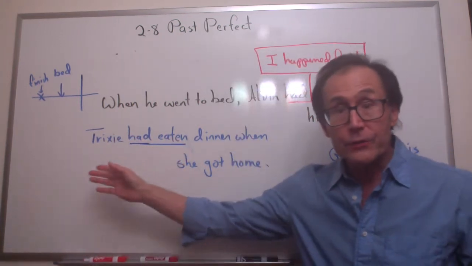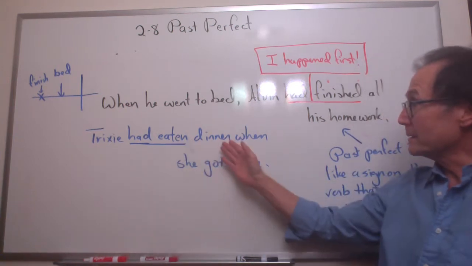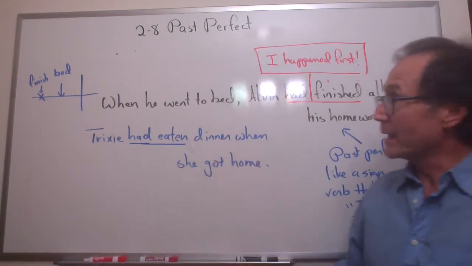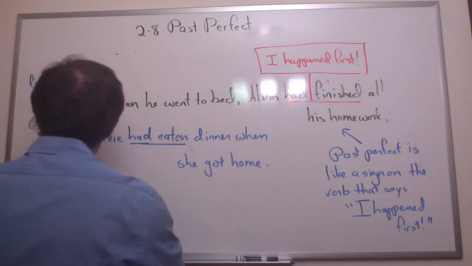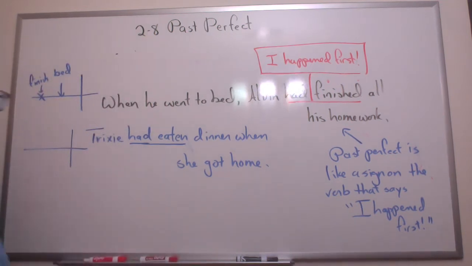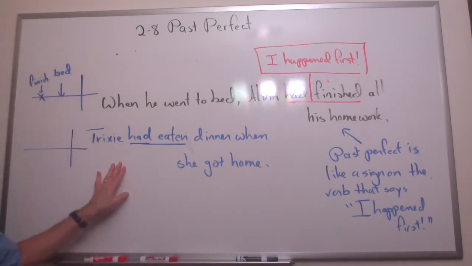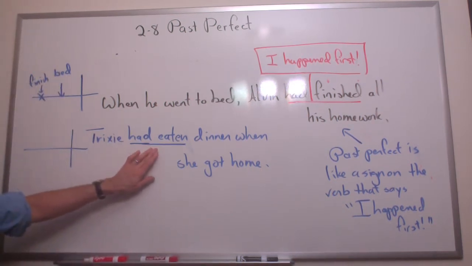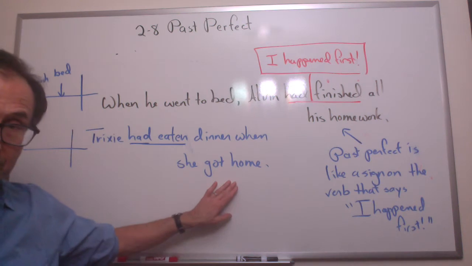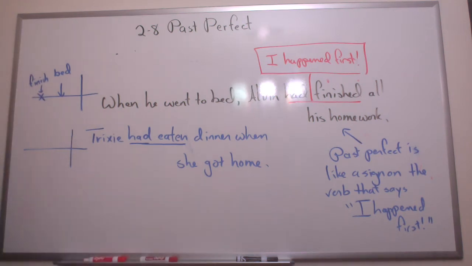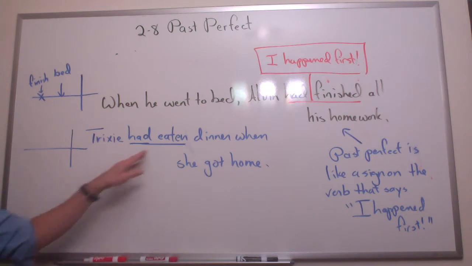So, two things happened here. Trixie ate dinner and she got home. So let's draw a picture here again. Trixie had eaten dinner when she got home. Which one happened first? Did she eat dinner first or did she get home first? Take a moment and think. Pause if you need to. Which one happened first? Trixie had eaten dinner when she got home.